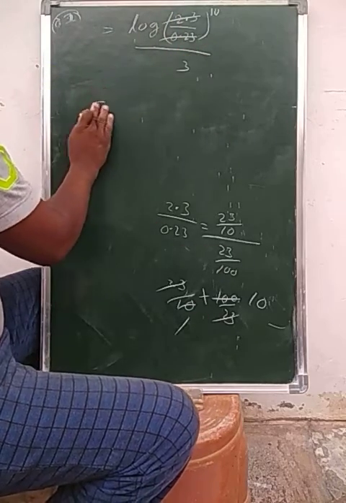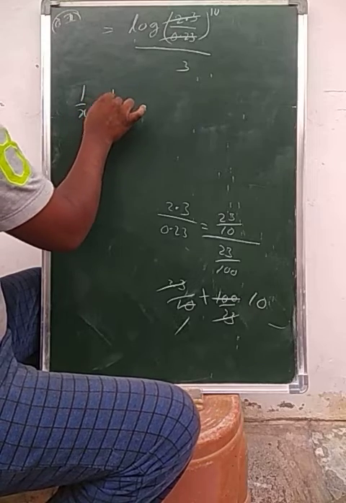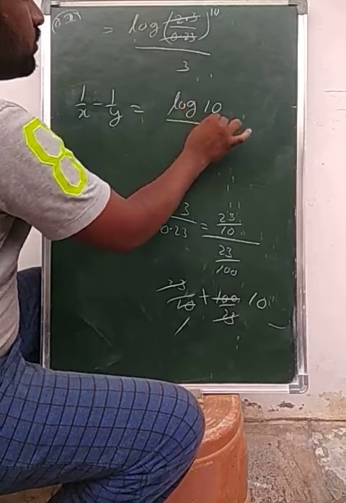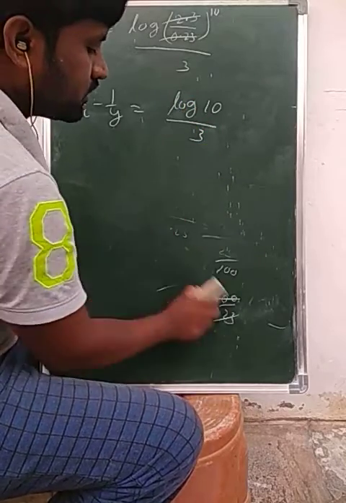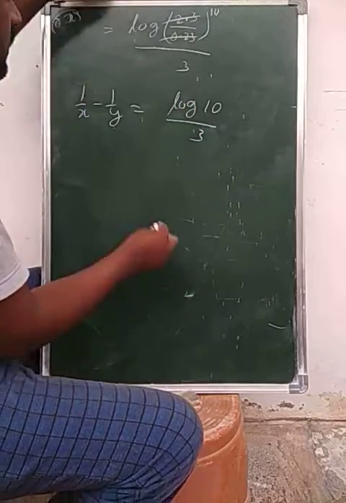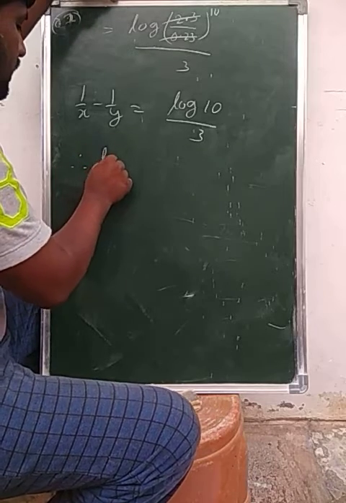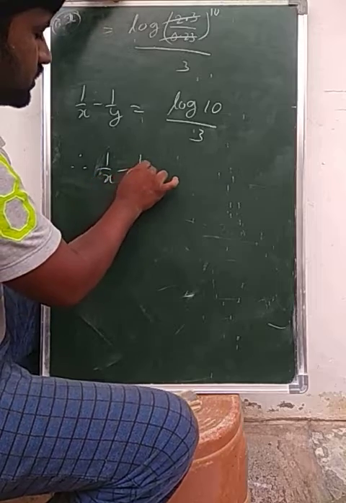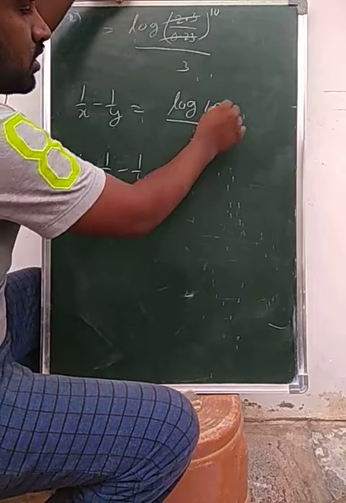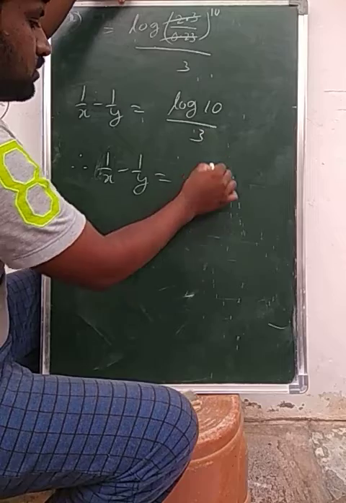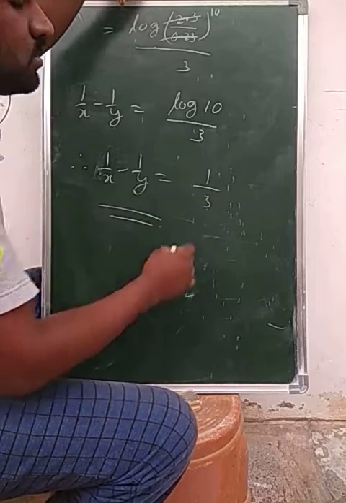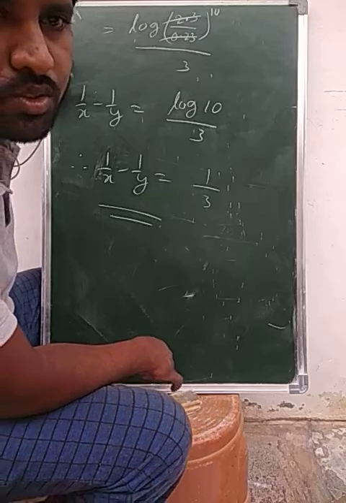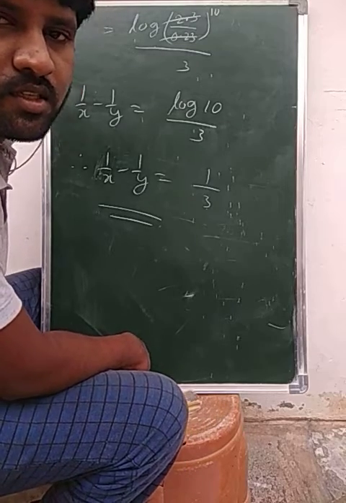So we get 1 by x minus 1 by y is equals to log of 10 by 3. Therefore we can write 1 by x minus 1 by y is equals to log of 10, that is 1, by 3. So this is the value. Like this we can find the particular solution. Okay students, thank you.